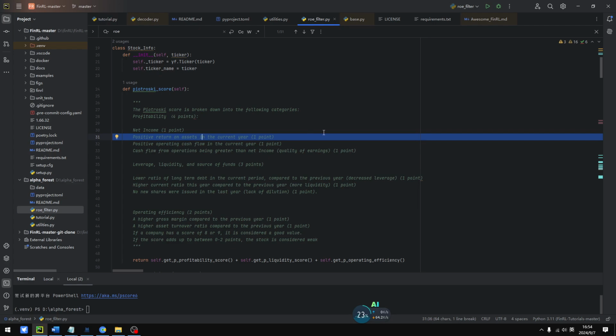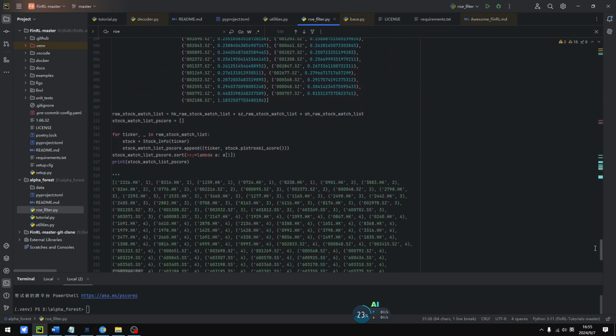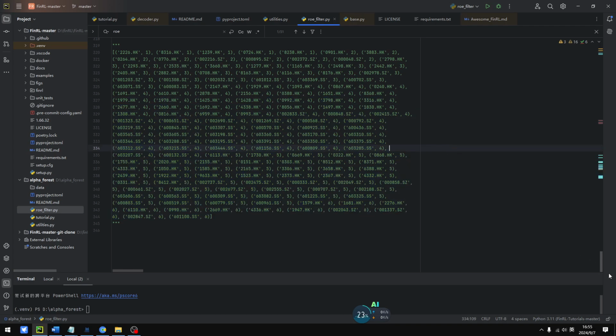Take one of the points, net income, for example. Let's say if the return on asset in the current year is positive, then this company gets 1 Piotroski score. Even if a company only earns $1, it gets 1 Piotroski score, and if it earns about 1 billion, in this criterion it is also 1 score. So as we can see, this scoring ranking system is so basic, right? Actually, we can do a lot of enhancements based on that.